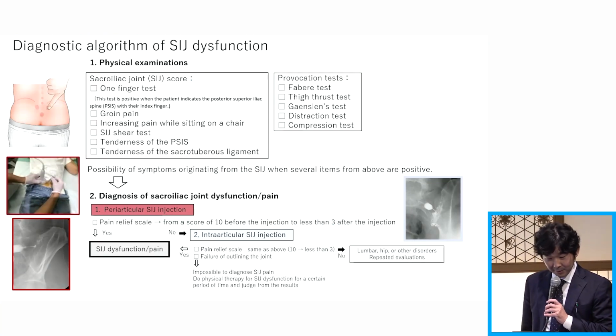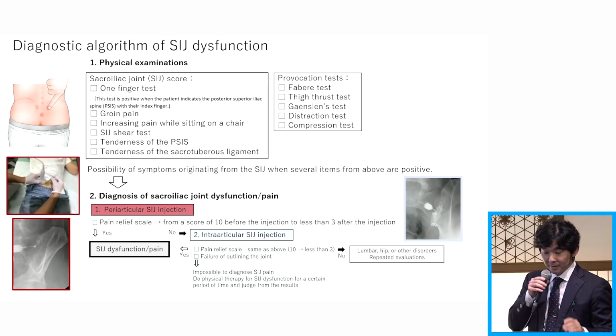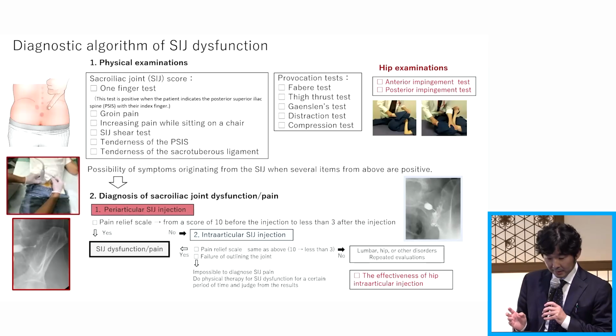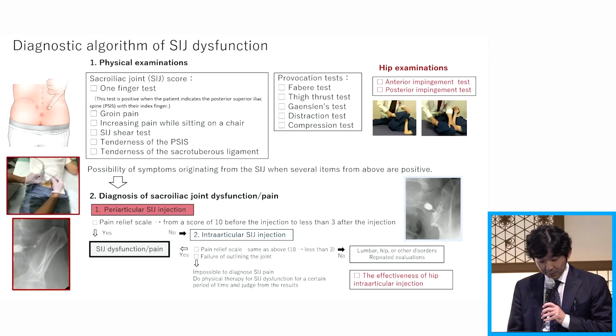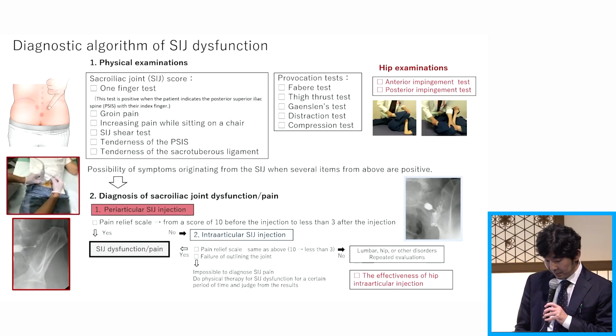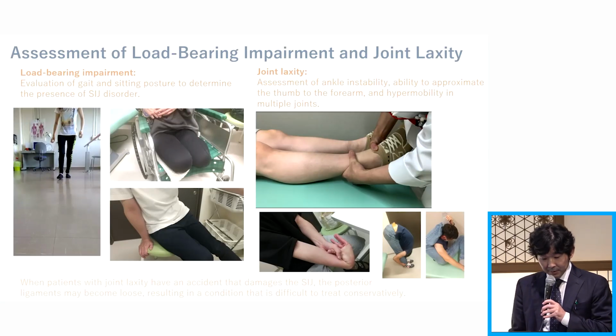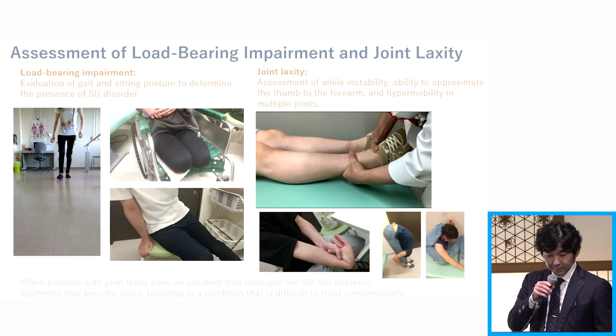This is a diagnostic algorithm of SIJ dysfunction in Japan. This morning, Professor Murakami mentioned this. So now, I routinely do hip examinations, including the anterior impingement test and posterior impingement test, if the patient has groin pain. And of course, I do the SIJ injection to diagnose, but I often add the hip injections to differentiate the hip pathology. In addition, I prefer to assess load bearing impairment and joint laxity.